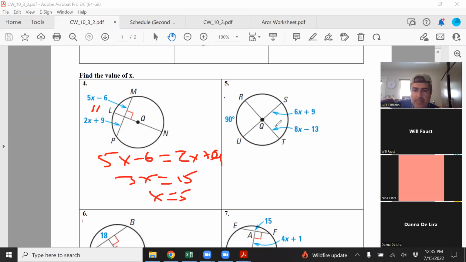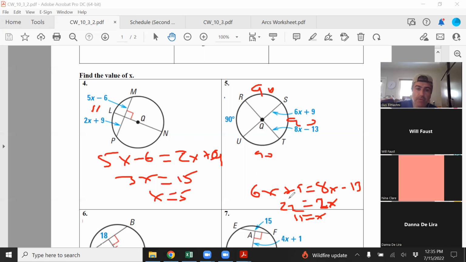Here, that's 90. We expect all these other ones to be 90 because that's 90 also, and that's 90. So these are both radii. 6x plus 9 equals 8x minus 13. All the radii will be the same in a circle. Radii is plural for radius. 2x equals 22, x is 11. Okay, that's number 5. So there's 4, 5. Questions on 4, 5.